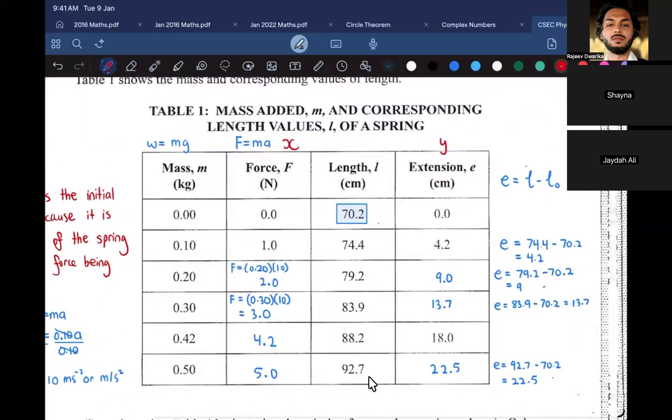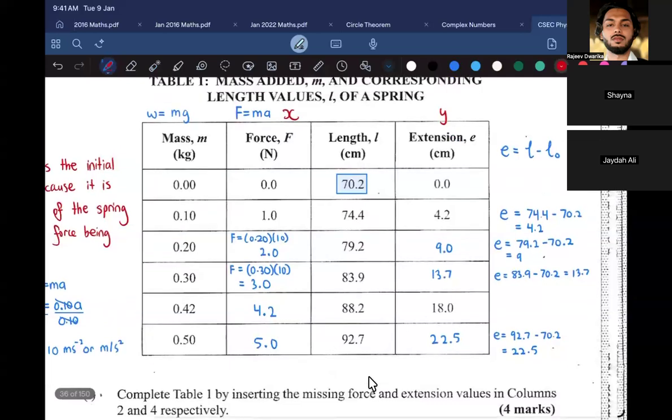So if you want a set of coordinates, remember a coordinate is given by x, then y. So this first point would be 0.0, 0.0. Right? Could you give me the next point, Shayna? What would the next point be? 1.0, 4.2. Right? Jada, could you give me the next point? 2.0 and 9.0.